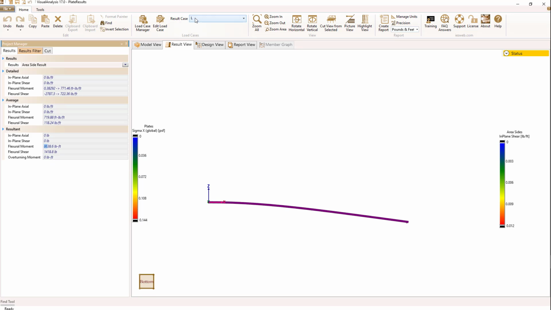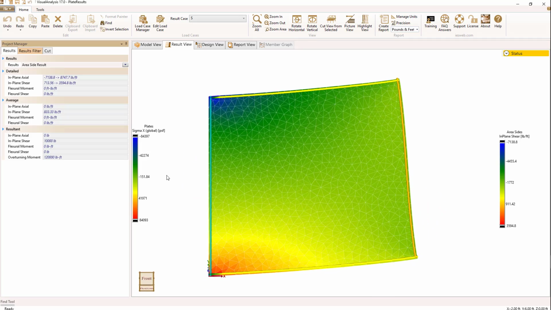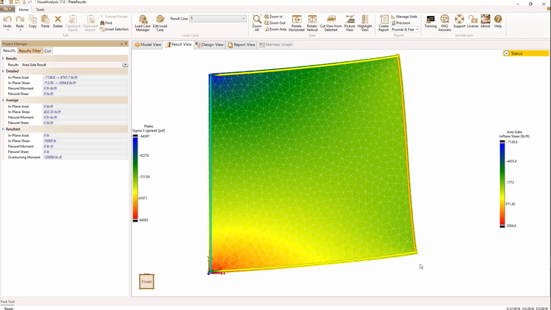Final thing, let's look at the snow load case, and now we'll go back to looking at it from the top. Remember, for the snow load, we were applying an edge load along this right edge in the global Y direction, and we're bending this mesh of plates up. Now let's look at the area side results.